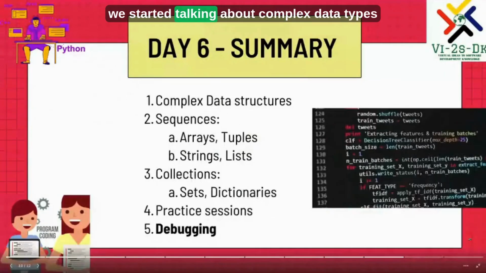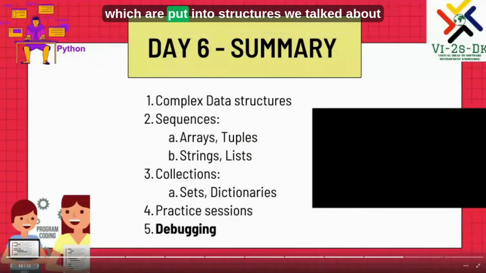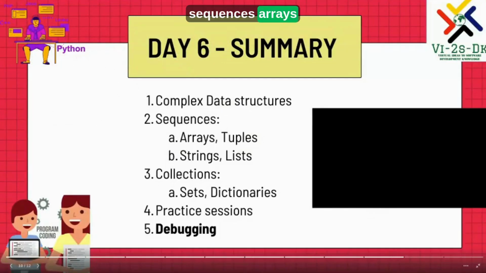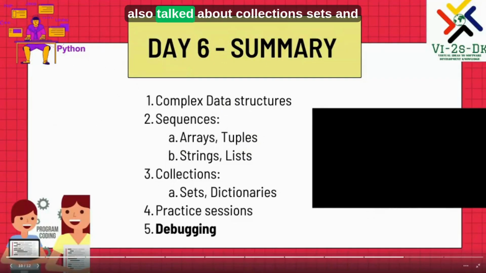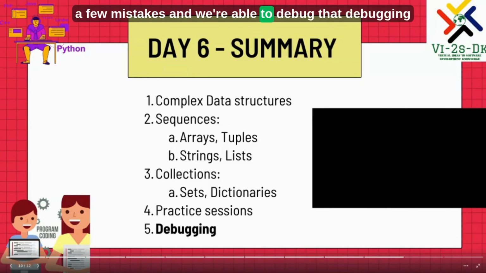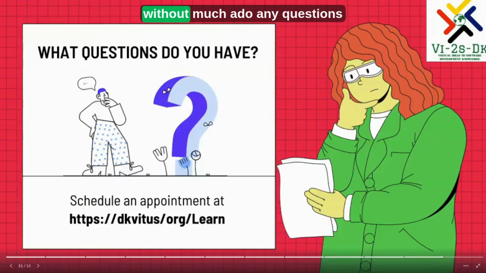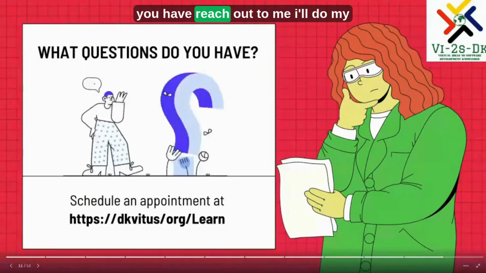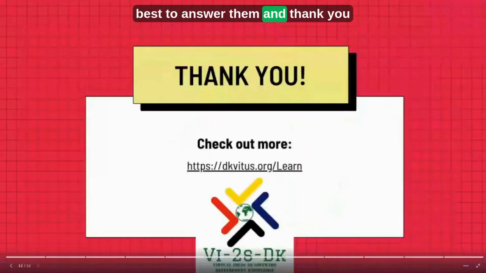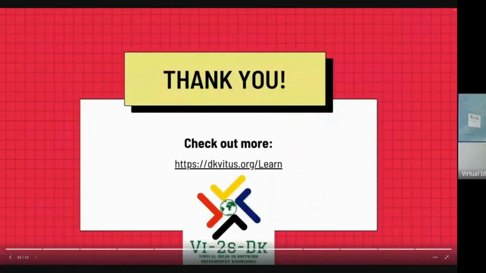Obviously, we started talking about complex data types, which are put into structures. We talked about sequences, arrays, tuples, lists, and strings. We also talked about collections, sets, and dictionaries, and we had some practice. Throughout, we made quite a few mistakes, and we were able to debug them. Debugging is very important. So without much ado, any questions you have, reach out to me. I'll do my best to answer them. And thank you very much. That's it for today. Yes, question.